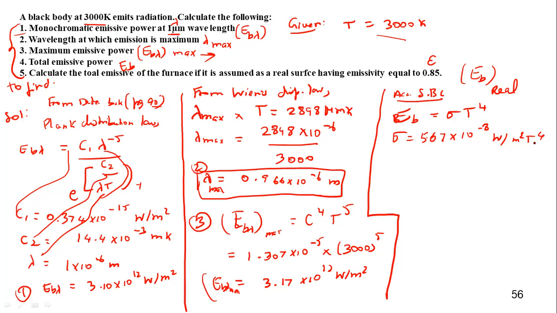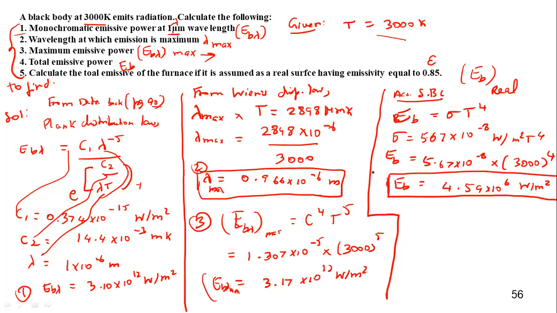Okay. So substituting the values in this equation, we find the total emissive power, E_b is equal to 5.67 into 10 power minus 8, and the surface temperature is 3000 Kelvin to the fourth power. So we finally find the total emissive power, that is 4.59 into 10 power 6 watt per meter square. Okay. That is the fourth value.